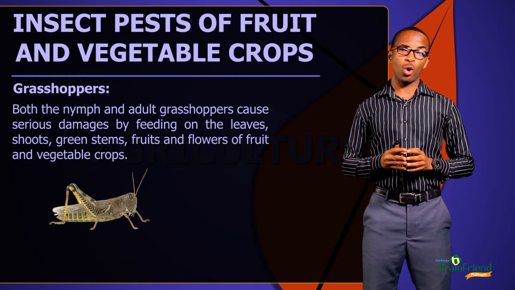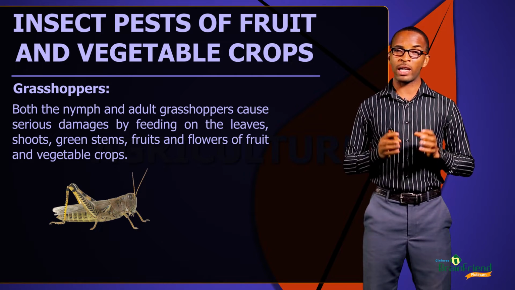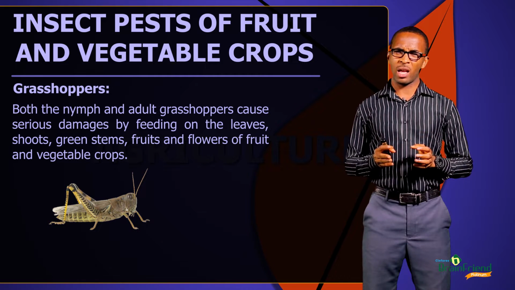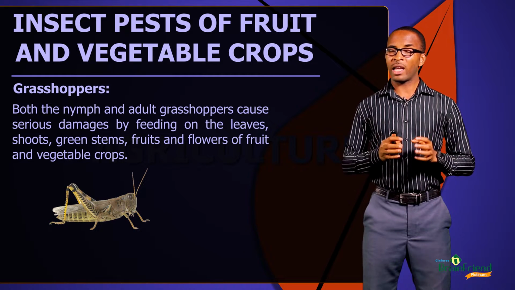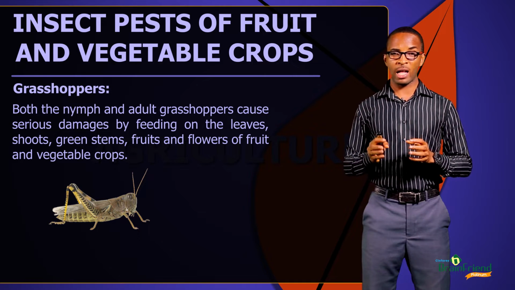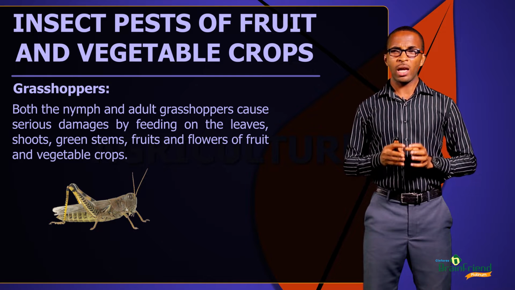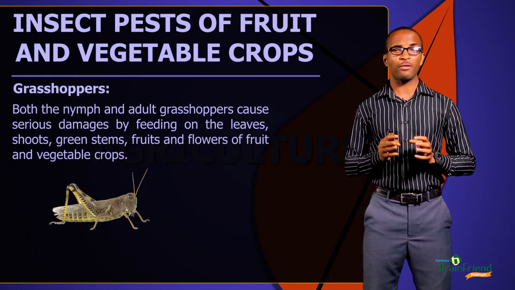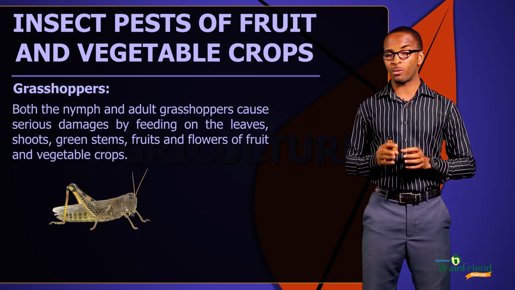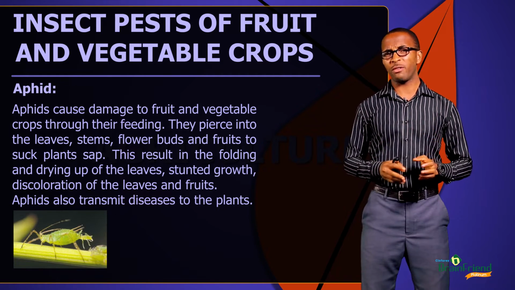In our lesson on tuber crops, we explained the kinds of damage caused by grasshoppers to crops. In this lesson, the kind of damage caused by grasshoppers to fruits and vegetable crops is the same, because they feed on the leaves, shoots, green stems, fruits, and flowers of fruits and vegetable crops, both the adult and the nymph. What about the aphid?